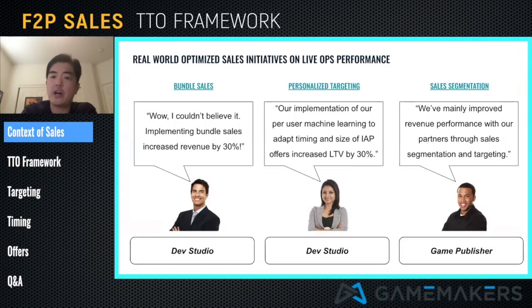Another dev studio talked about personalized targeting. This was a studio based out of Korea that had implemented machine learning for the timing and size of IAP offers. They mentioned, "Our implementation of per-user machine learning to adapt timing and size of IAP offers increased LTV by 30%."